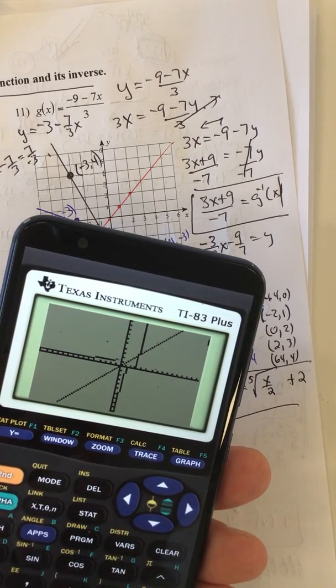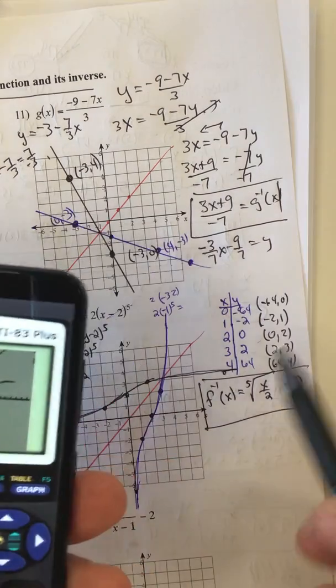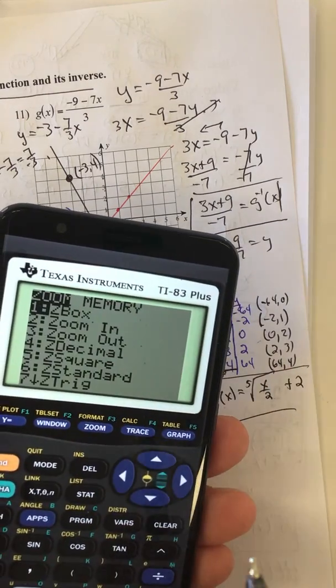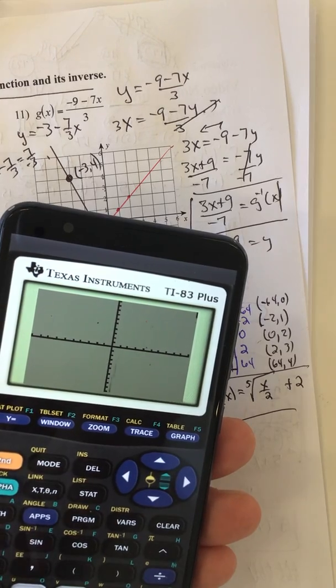And here comes the other one. Looks almost like what we have. Having some resolution problems. I think I'm going to go back to Zoom 6 so it spreads it out a little bit more.